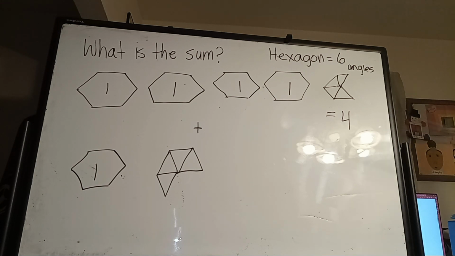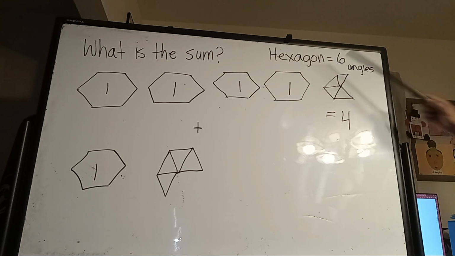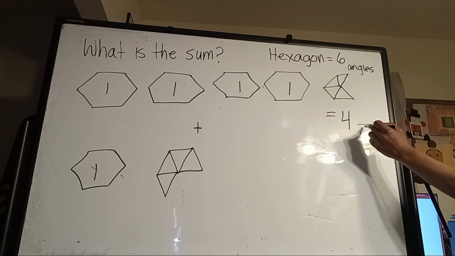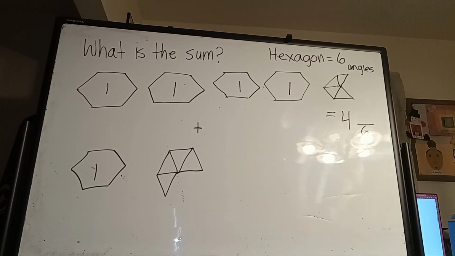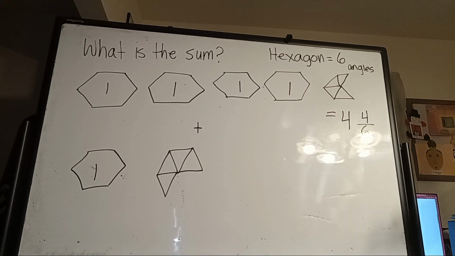So we have now 4. So our total is 6, correct? So that's what's going to be our denominator. So our denominator is 6 because a hexagon has 6 angles. Now that we looked at this and we've counted how many? 4 of them. We have 4 triangles. That's what's going to be our numerator. So this diagram translates into 4 and 4 over 6.